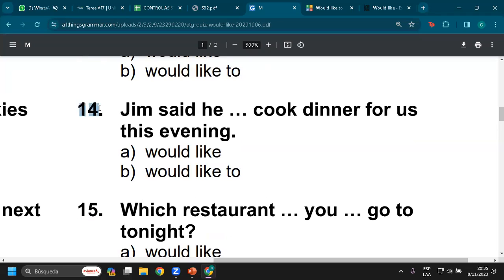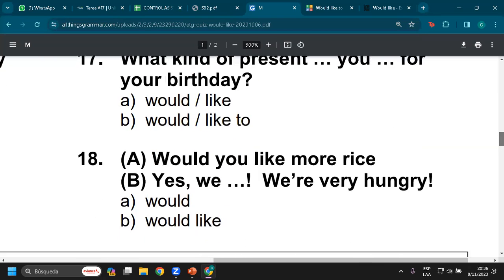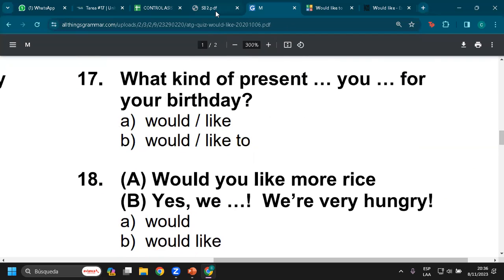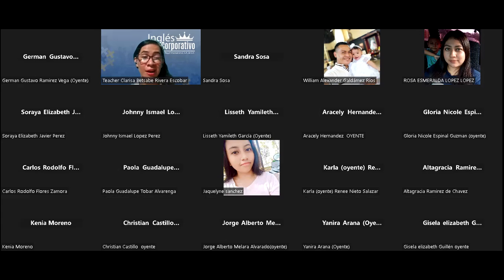Next one, 14. Volunteer for reading, please. Jim said he would like to cook dinner for us this evening. Would like to cook. Perfect. Excellent. Let's see. Well, los demás son questions. Así que, easy or difficult? Identificar cuándo vamos a usar would like y cuándo vamos a usar would like to. Easy, very good. ¿Y los demás? Easy. Excellent, very good.